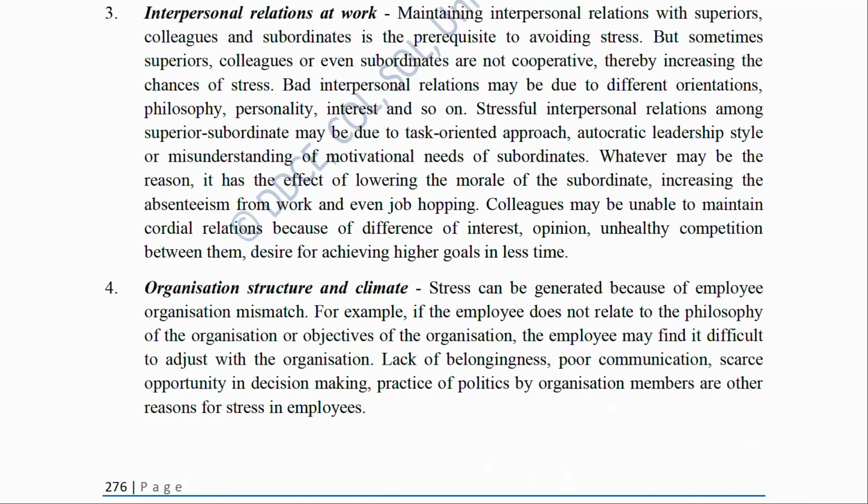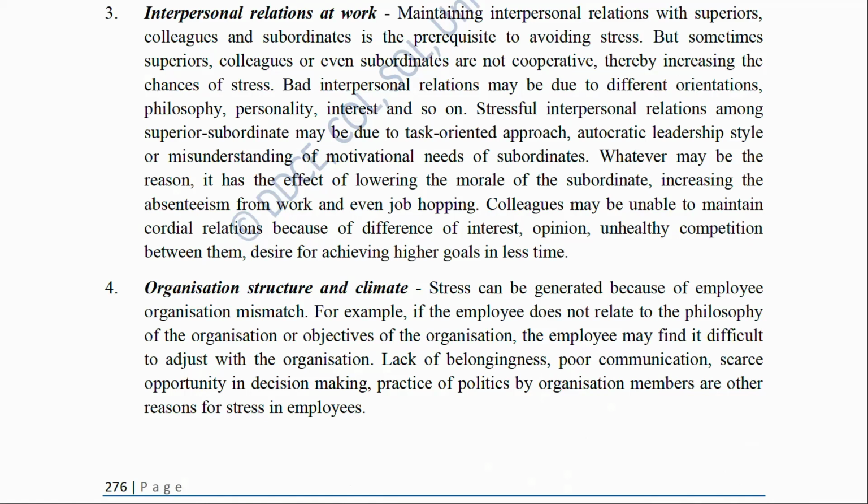Stressful interpersonal relations between superior and subordinate may be due to a task-oriented approach, autocratic leadership style, or misunderstanding of motivational needs of subordinates. Whatever may be the reason, it has the effect of lowering the morale of the subordinate, increasing absenteeism from work, and even job hopping. Colleagues may be unable to maintain cordial relations because of difference of interest, opinion, unhealthy competition between them, or desire for achieving higher goals in less time.